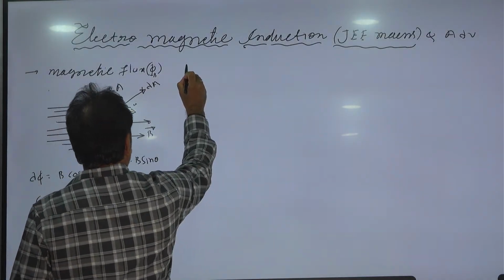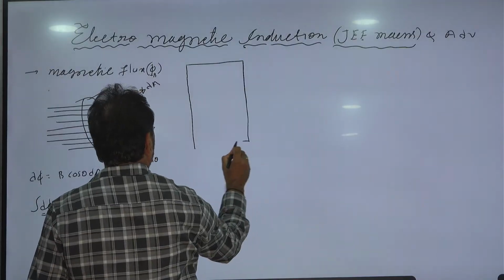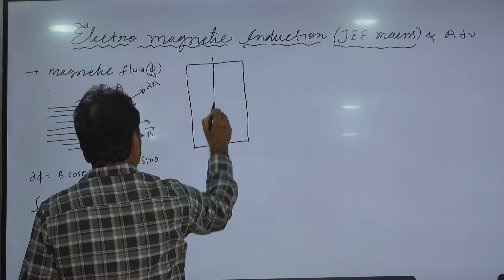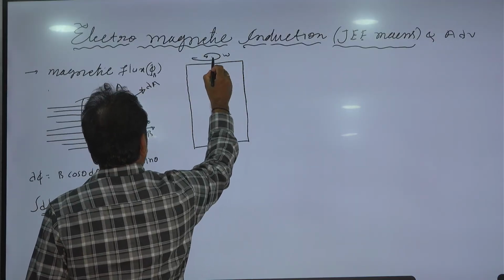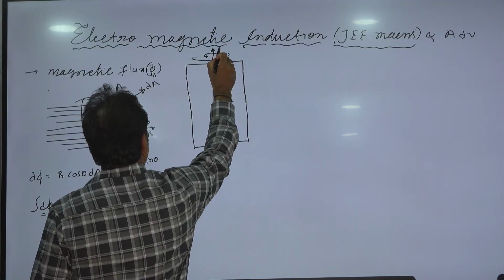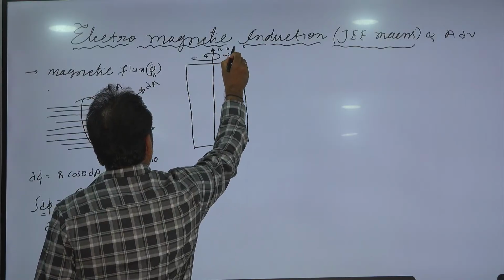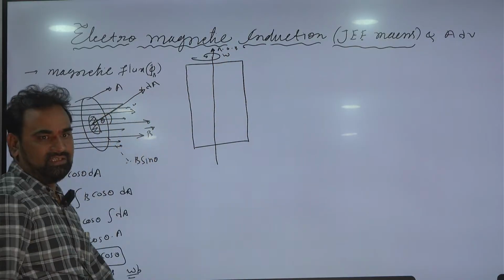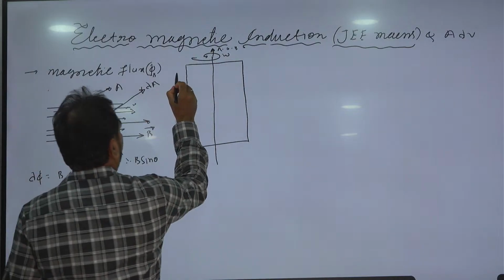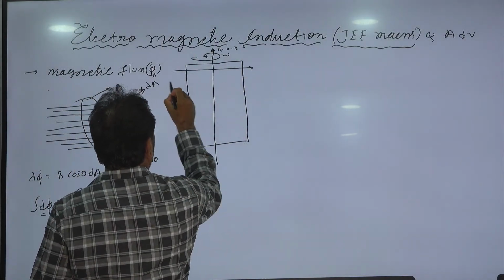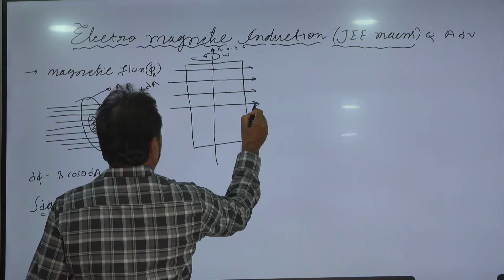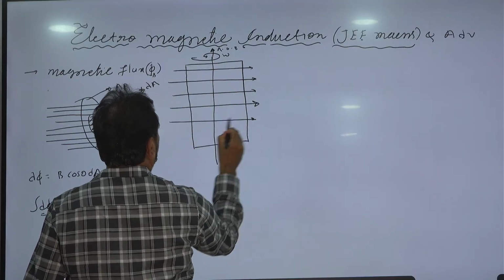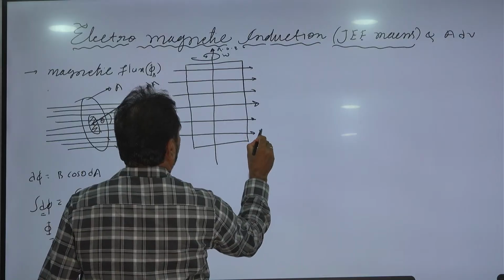This is a coil, which is rotating with an angular velocity omega about this axis of rotation. So the magnetic lines of force are passing through like this, and the direction of the field would be like this.